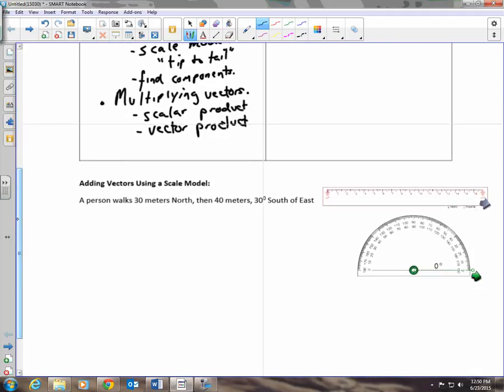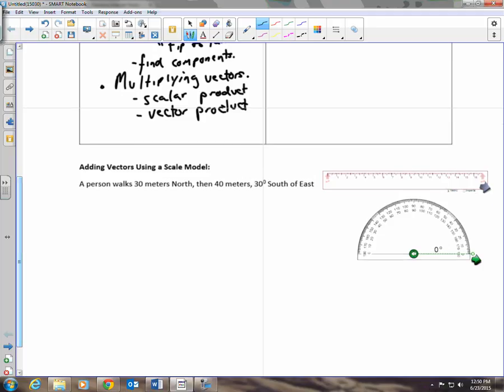So here's our first example. We're going to add vectors using our scale model. The person walks 30 meters north and 40 meters, 30 degrees south of east. So I'm going to use a scale of 5 meters is 1 centimeter. So for this 30, if every centimeter is 5 meters, if I make it 6 centimeters long, that'll be right.